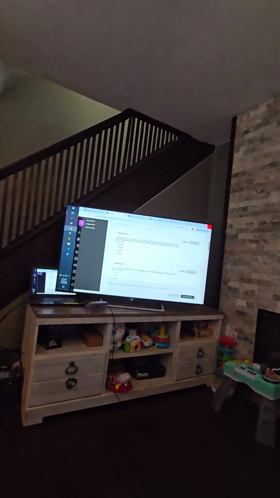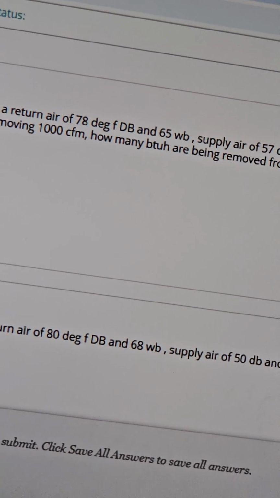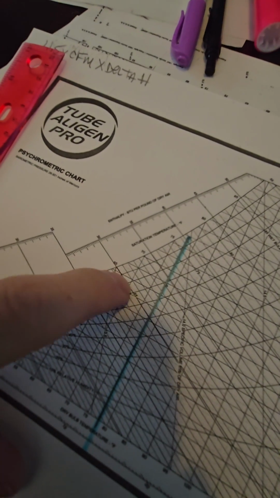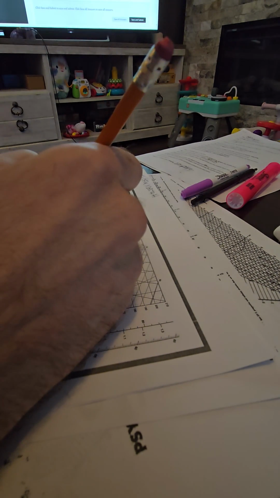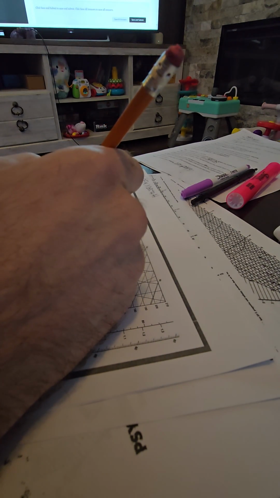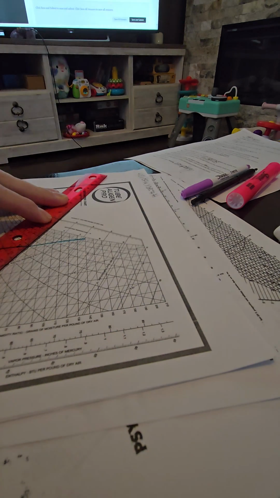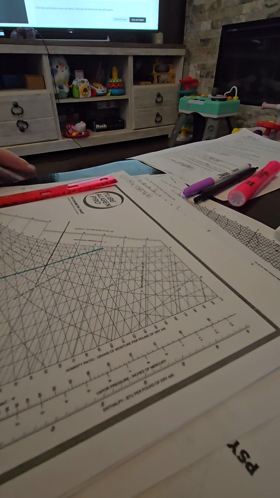Our next piece of information is a wet bulb of 65, right? So we are going to find 65, and we're going to follow this line down until it intersects, like so. 65. And we're going to push it out past the BTUs because we get two birds stoned at once here.